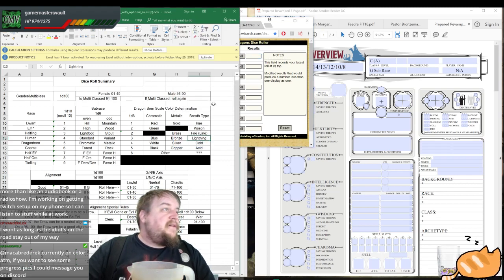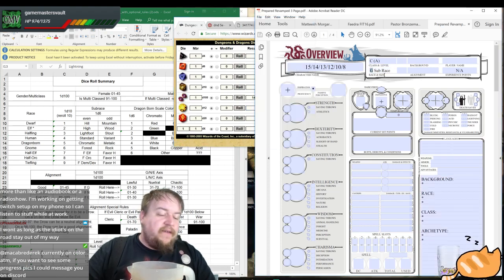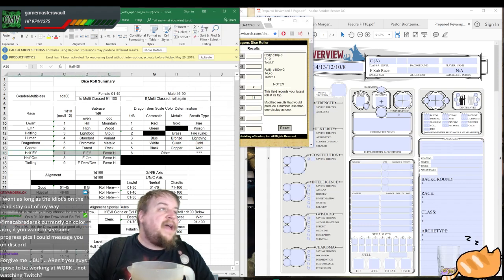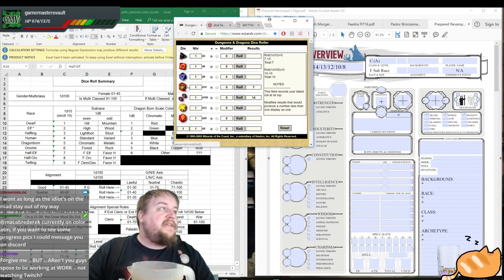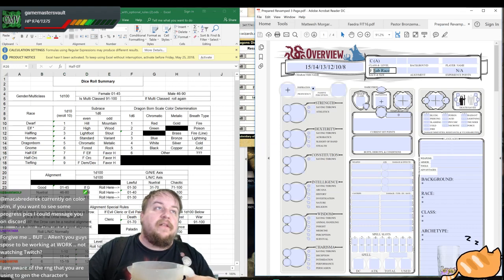Alright, let's see. Do we have a male or female character? Roll a percentile and find out. 14, we have a female character. And now let's determine her race with a D10. We'll re-roll a 10 if we get it. A 7. We have a half-elf. Let's roll the D10 again. 2. She favors her elven half.